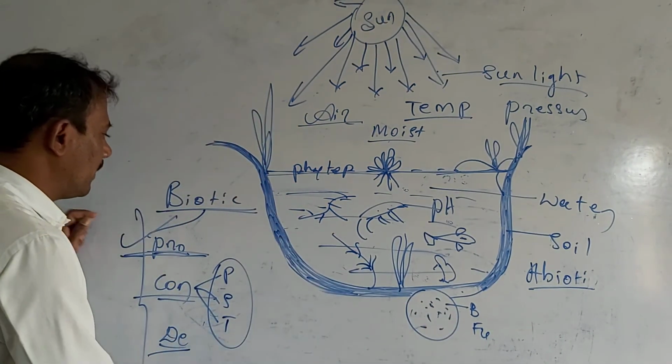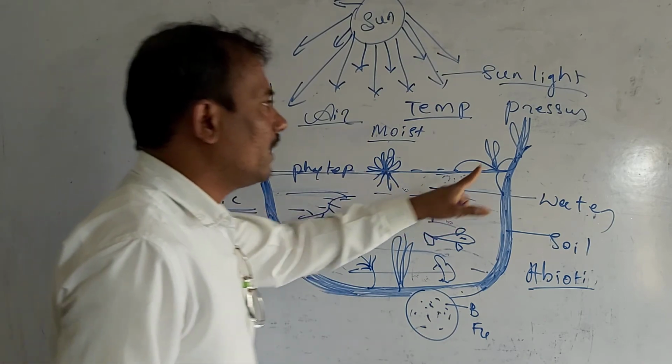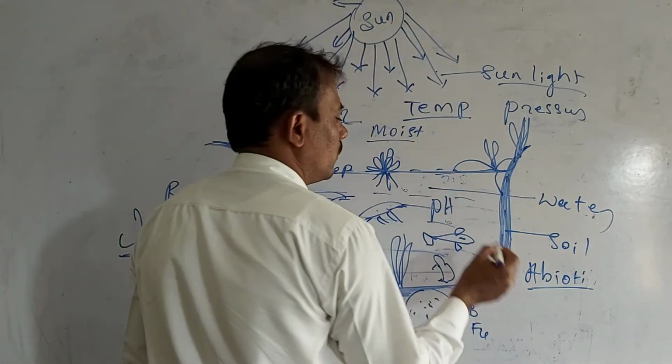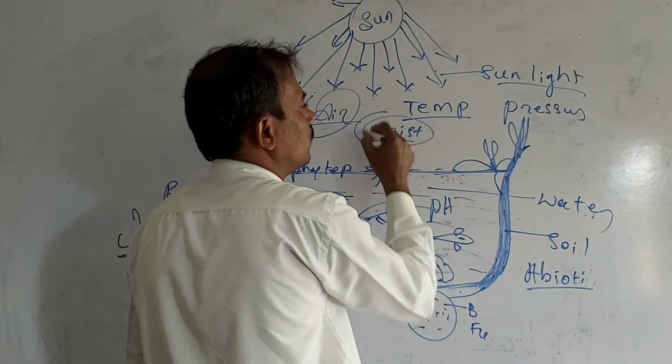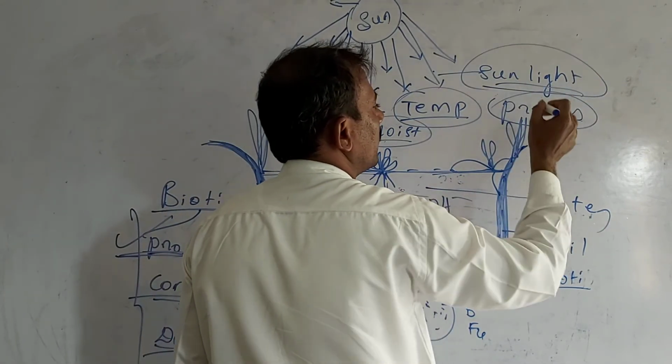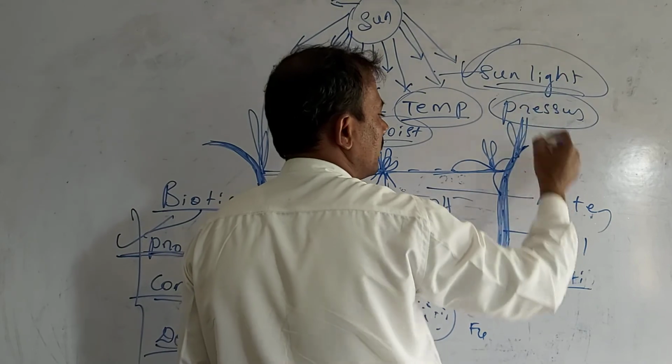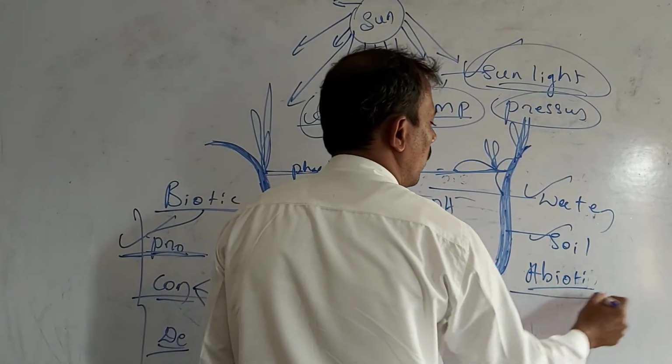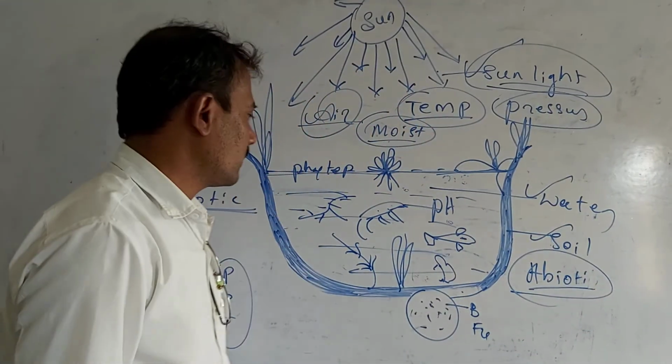Okay, so the biotic factors of the pond and the abiotic factors of the pond. The abiotic factors include the air, the moisture content of the air, the temperature of the environment, the pressure of the air, the sunlight, and the water and the soil. All these are abiotic factors.